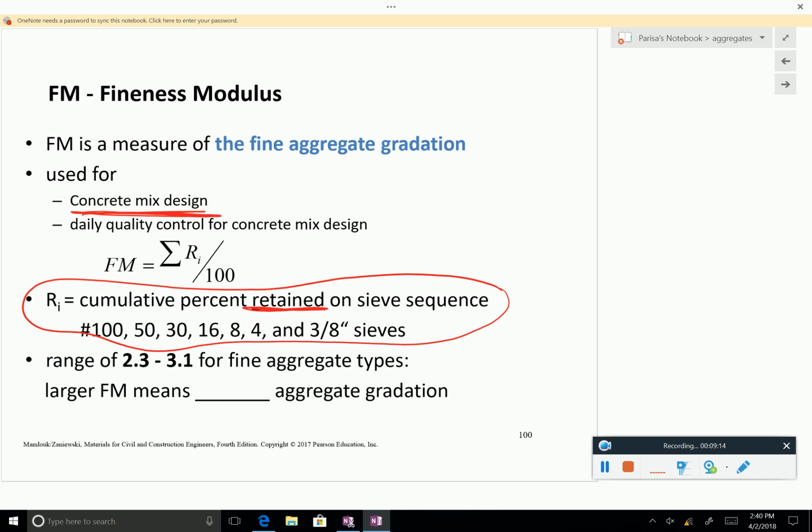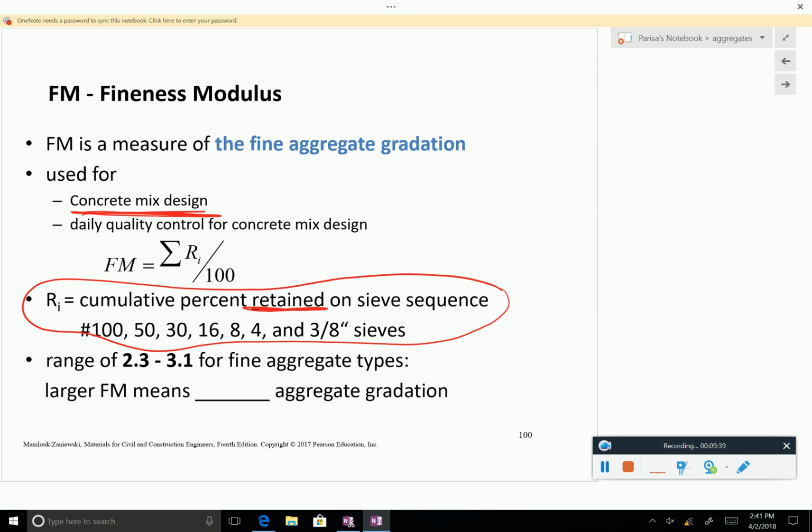Is it finer? You should try to explain to me why, with the justification. This is the kind of question you should expect. So the question is, what does it mean? Fineness modulus, if it is larger, what does it mean?